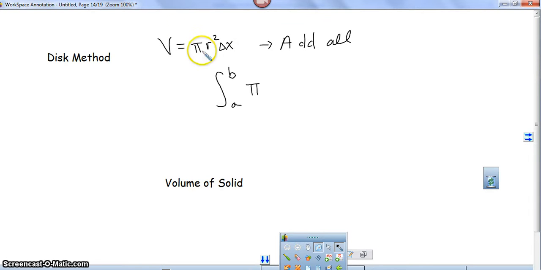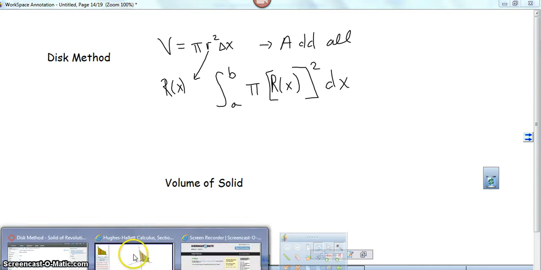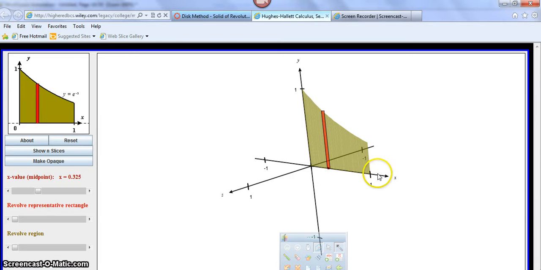So r is, I'm going to call the function r of x. It's actually the function. So you have pi times r of x, that whole function, and we're going to square that whole function, times delta x, which is dx. Okay? And the disk method is one method. We do look at other ones. What they do show you is going around the x-axis.